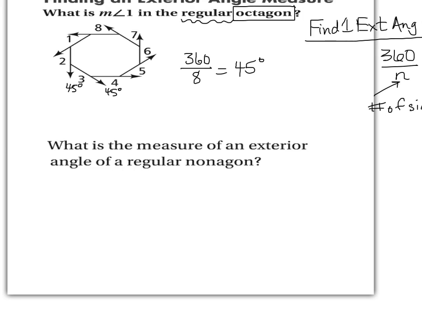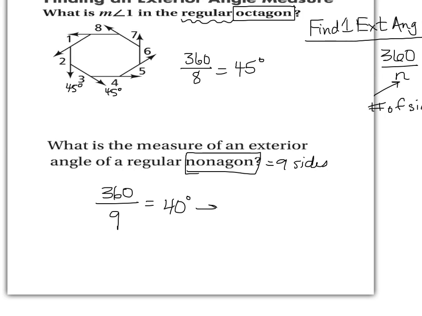Okay, now that you've hit pause, you've completed this question. It says, what is the measure of an exterior angle of a regular nonagon? Part of the key is to know what this means. Nonagon is 9 sides. So, we want to find the measure of one exterior angle. I'm going to take 360 because that's the sum of the exteriors, divide it by 9, and that's going to give me 40 degrees. That's the measure of one exterior angle.